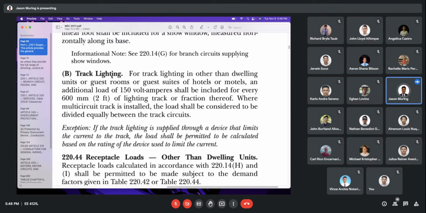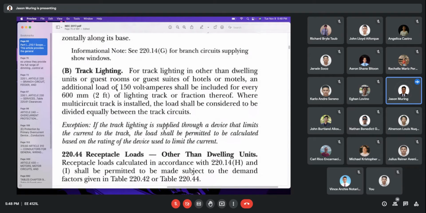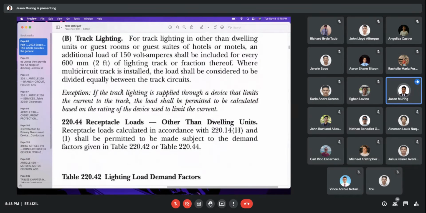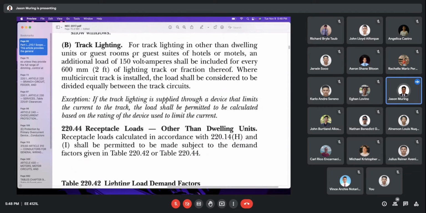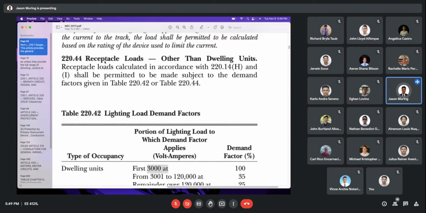Okay, then track lighting. It is possible to use track lighting for your illumination system, but again, this is not the usual type of lighting system used in dwellings. But if you have this one, you have to base your calculation on the given volt-amperes. So 150 volt-amperes to be included per 600 millimeters.